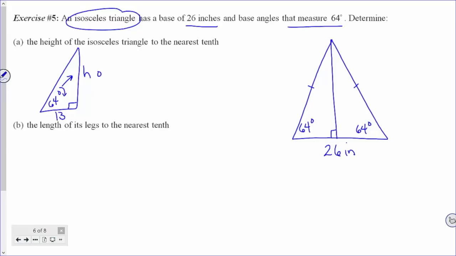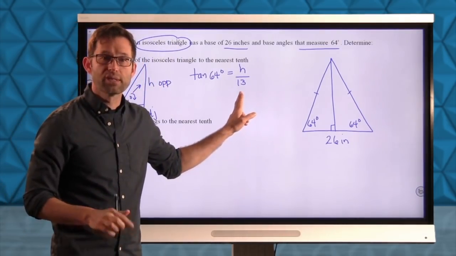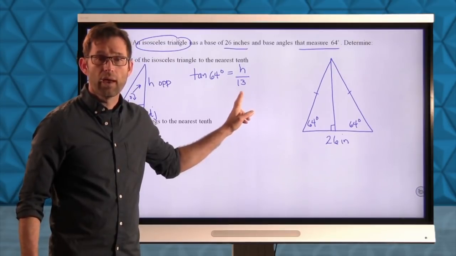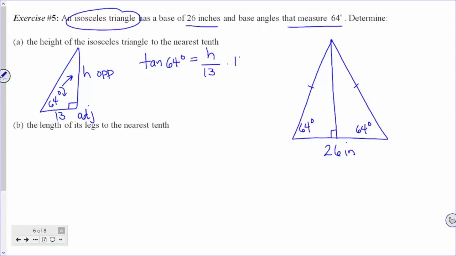The h is the side opposite of that angle. The 13 is the side adjacent. So I would say that the tangent of 64 degrees is equal to the side opposite, h, divided by the side adjacent, 13. It is really important, obviously, that you don't have 26 there, that you have 13. Okay, remember, only deal with right triangles. But now solving for h is going to be as simple as just multiplying both sides by 13. H is now 13 times the tangent of 64.